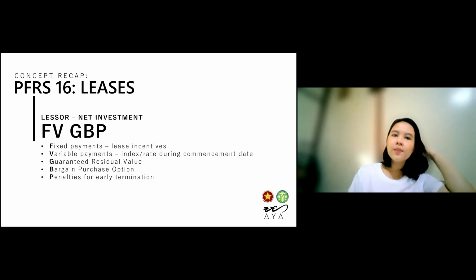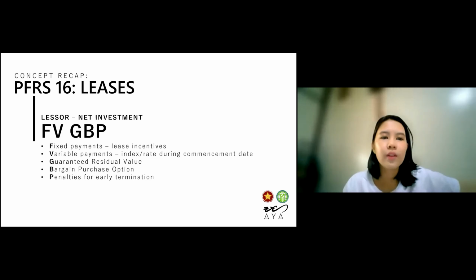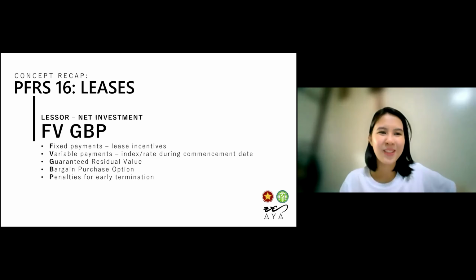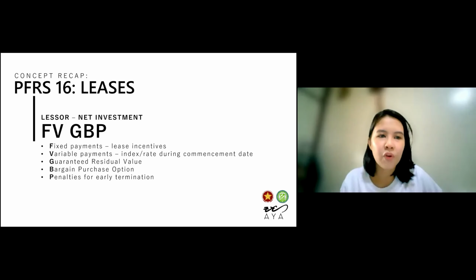For net investment, actually same lang sila ng basis with the lessee. So, huwag natin ulitin kasi yan lang din naman yun. Just remember that it is their basis for net investment, and the lease liability of the lessee is the same lang for both.